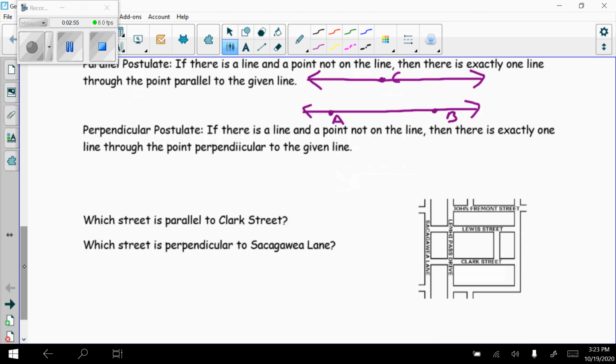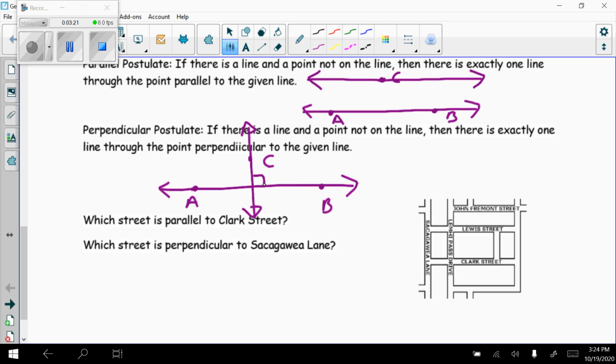And then we have our perpendicular postulate. If there's a line and a point not on the line, then there's exactly one line through the point perpendicular to the given line. So again, let's draw a line and we'll label it AB again. And then another point not on that line, C. One line through C that is perpendicular to line AB, and we're going to put that little right angle there.